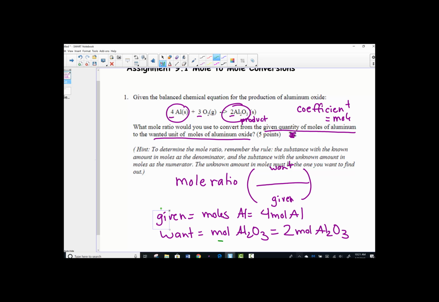We want moles of aluminum oxide. It places itself on the top of our conversion factor. We're given moles of aluminum, and therefore the given quantity goes on the bottom. This is the mole ratio we need to report for question 1. Want over given, the coefficient ratio from the balanced equation. That's all we need to do for that first question. 5 points for writing that out.